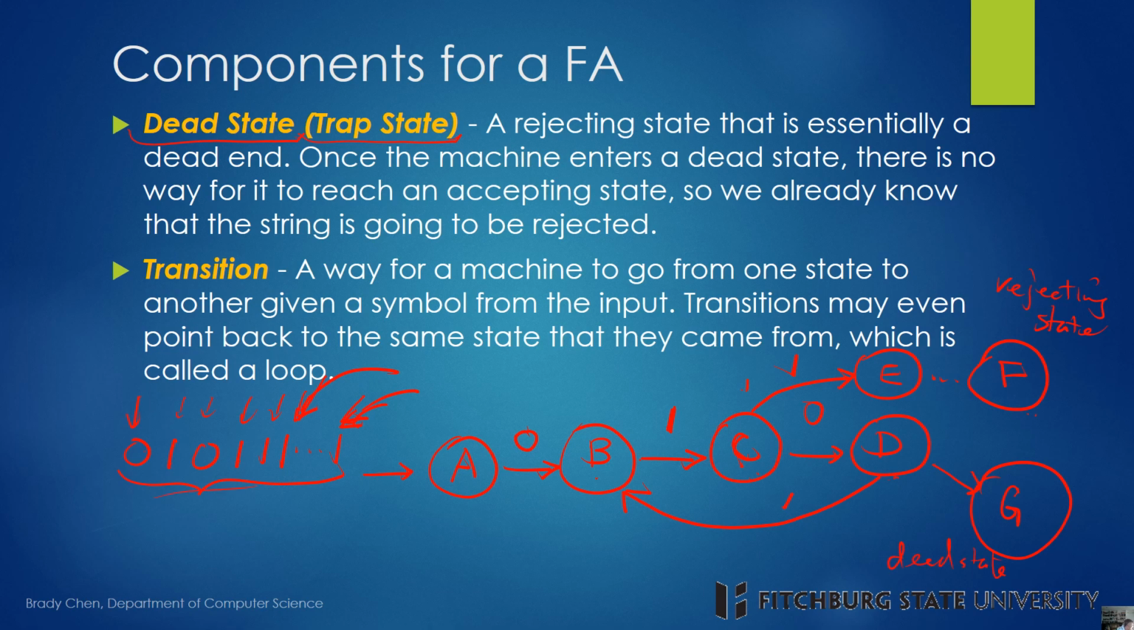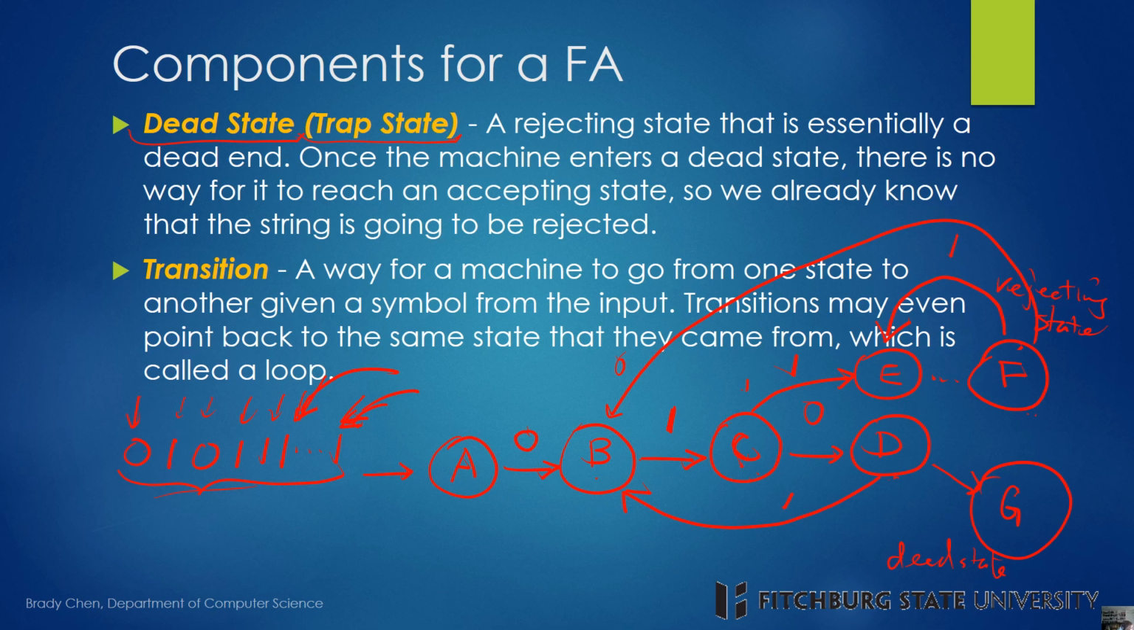Now, if we have 0, 1, 0, and then for the dead state, there's no way to get out of the dead state. For the rejecting state, if the next input value is 1, then we'll be back to the previous state. If it's 0, we can go all the way to B. So there's a chance that from B we can still move forward to the accepting state.